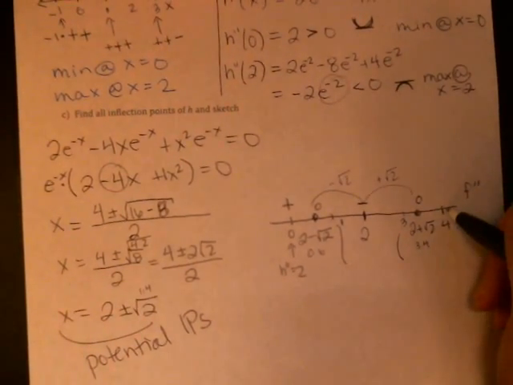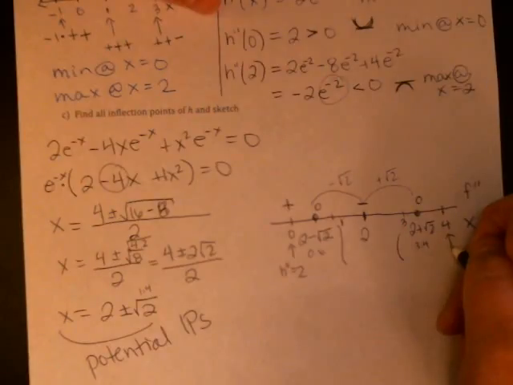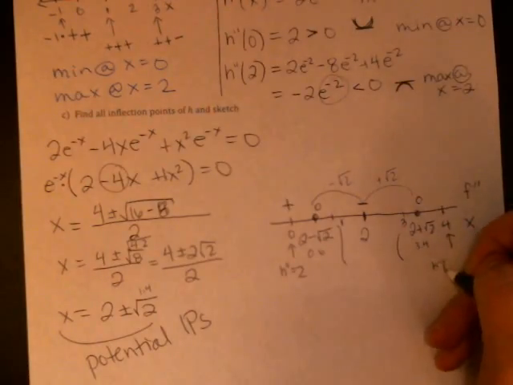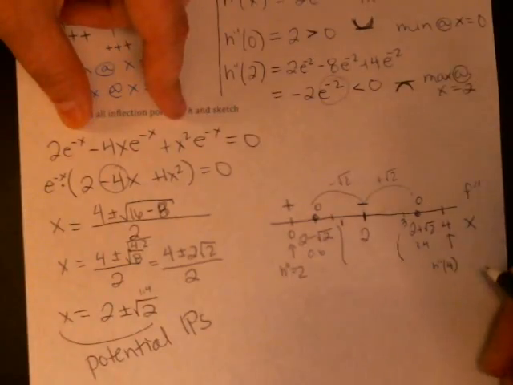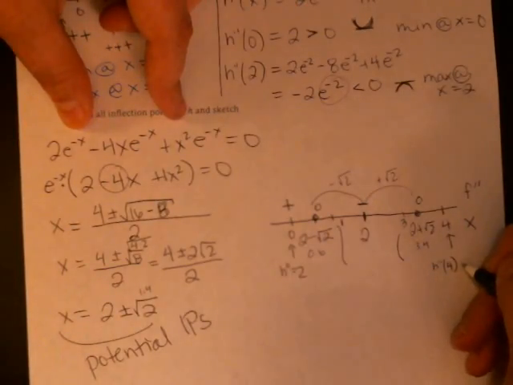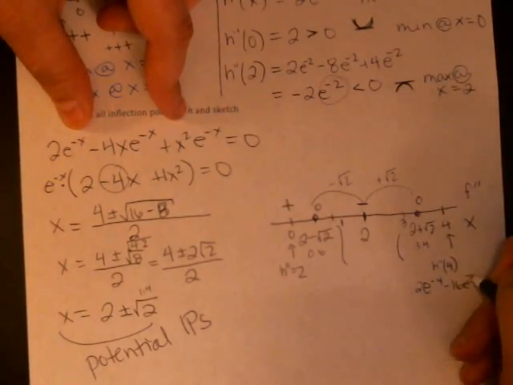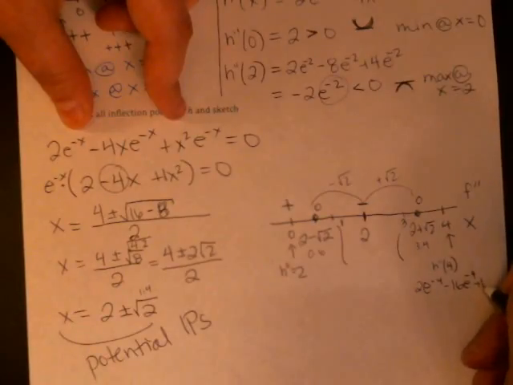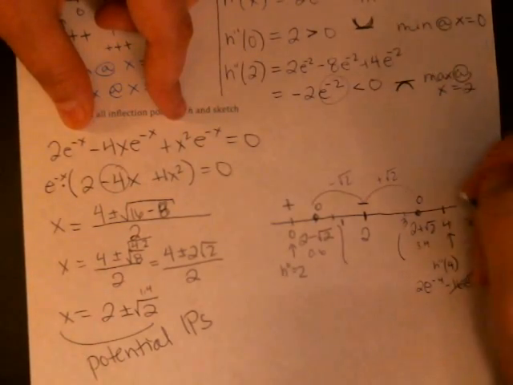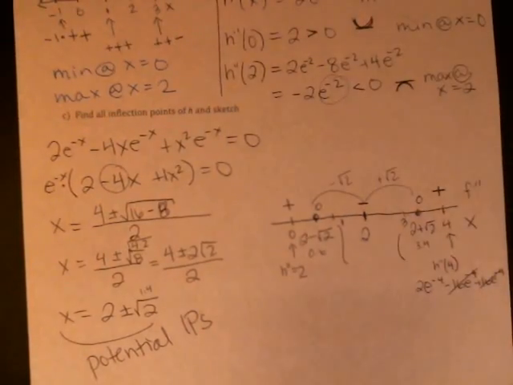So actually the only one I really need to do any work for is the 4. So h double prime of 4. Where's my second derivative? Well, I didn't leave myself very good room. 2e^(-4) - 16e^(-4) + 16e^(-4). So the 16e^(-4)'s go away, and that ends up being positive.